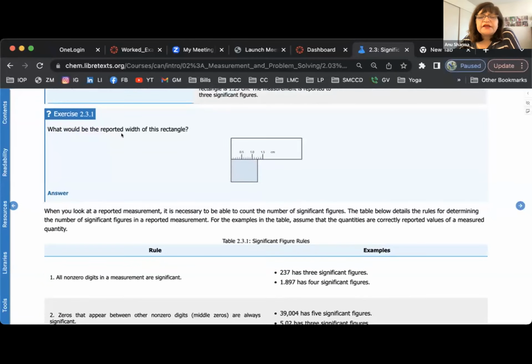What would be the reported width of the rectangle? So here's this rectangle given. And this question basically relates to, well, one is the uncertainty, one is the precision, and then the accuracy. So all these concepts. Now, accuracy is when the results match with the true value. Okay, so that's one thing when it's accuracy.